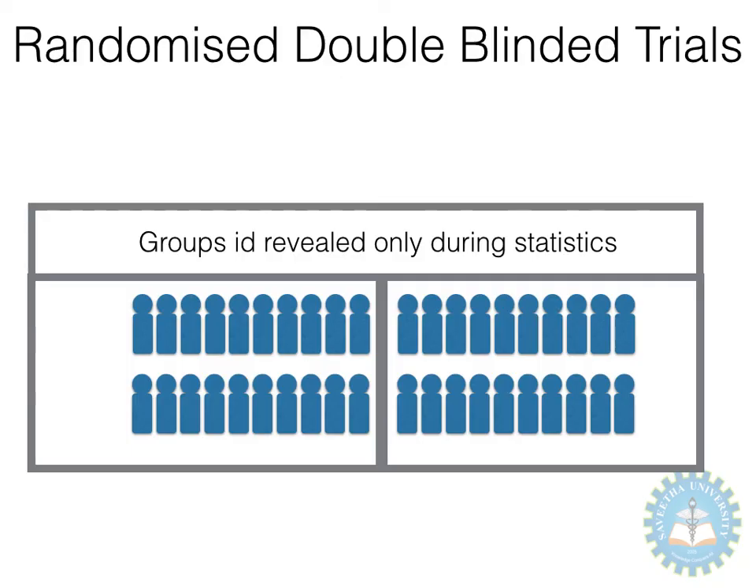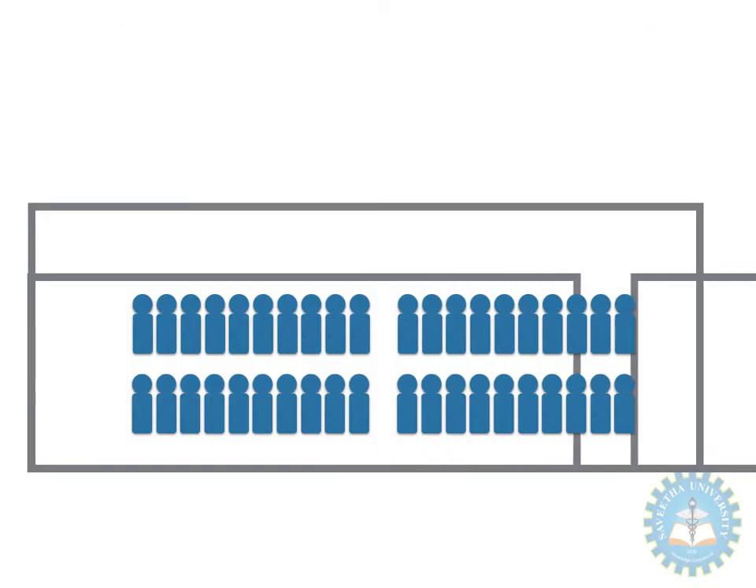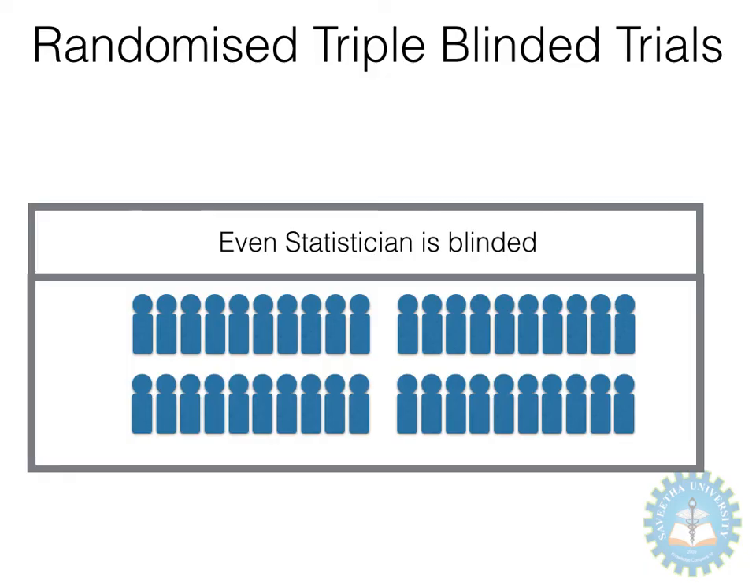But a triple blinded study goes one step further in that the operator, the patient, and the statistician are blinded. This way, every chance of bias in the research is avoided and it improves the validity of the study.